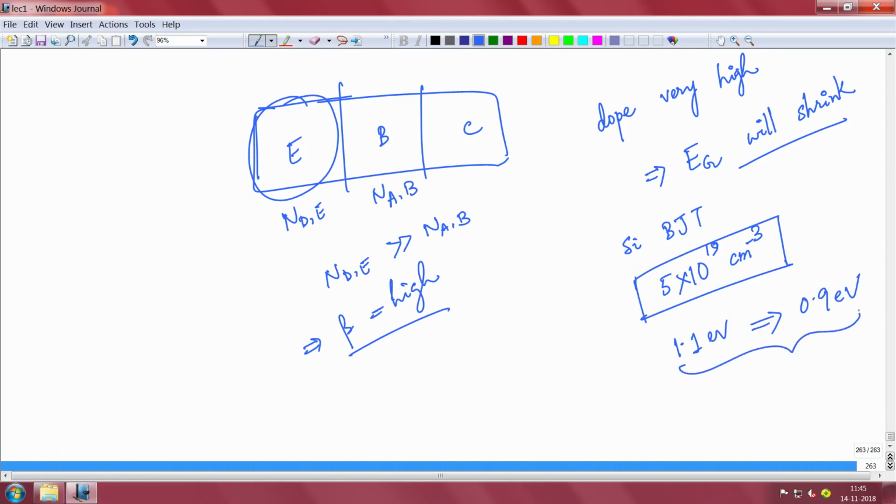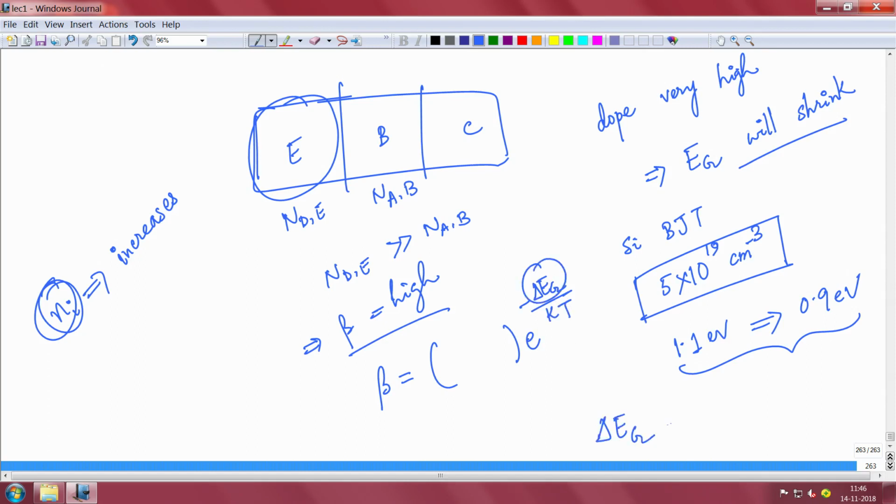When your band gap shrinks, your intrinsic carrier concentration Ni will increase, because Ni depends exponentially on the inverse of the band gap. So if your band gap becomes lower, Ni will increase exponentially, and this term Ni that got cancelled out in the equations will not get cancelled out now. Eventually, the expression for beta that you have will get reduced by a factor of e to the power minus delta Eg by kT, where delta Eg is the band gap reduction.